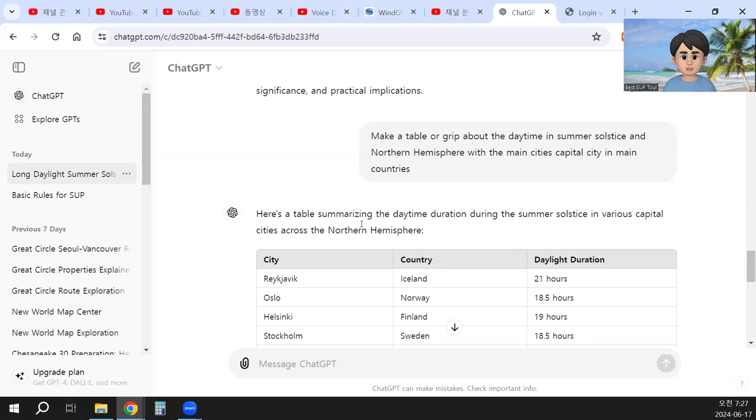Here's a table summarizing the daytime duration during the summer solstice in various capital cities across the Northern Hemisphere. Reykjavik, Iceland, has almost 21 hours of daylight and twilight of more than 2 hours, so it goes almost to 24 hours. Oslo has 18.5 hours, which means only 5.5 hours of nighttime. Helsinki, Finland, 19 hours.